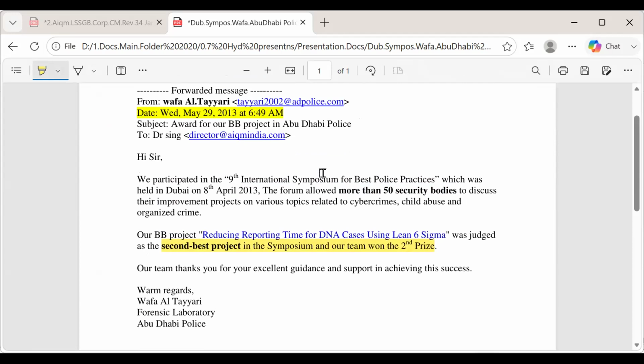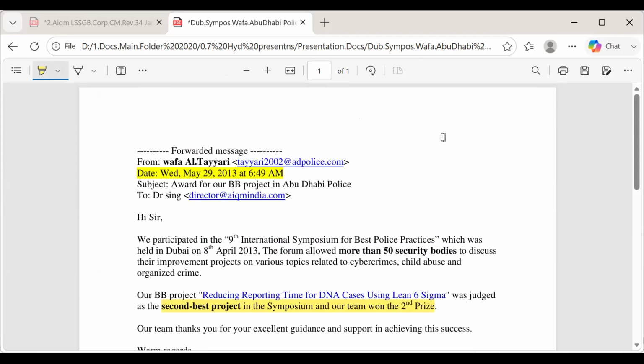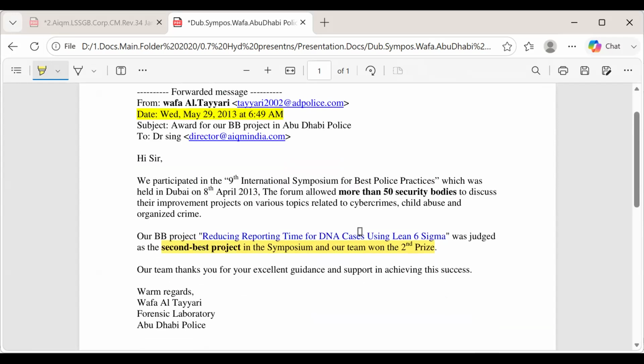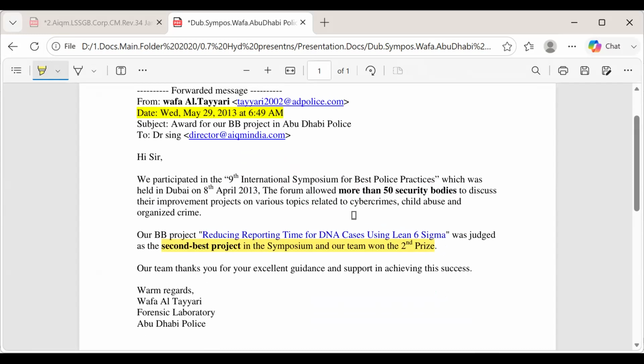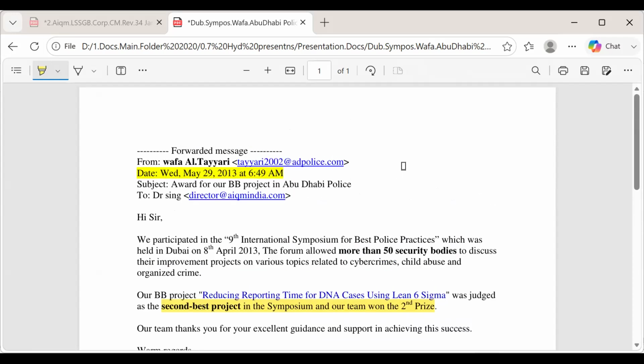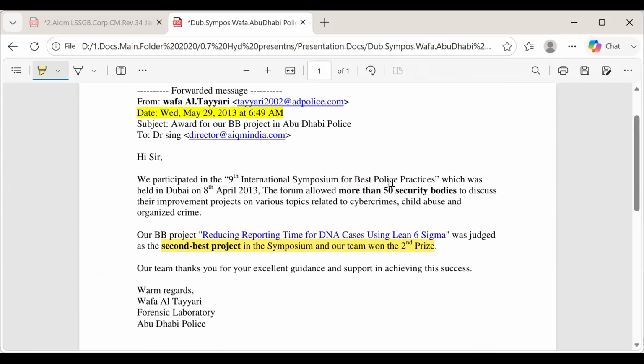Are you able to see my screen? Are you able to see the screen? Any question? Can you see the screen? We can see the screen for this one, but for the previous example, we didn't receive.